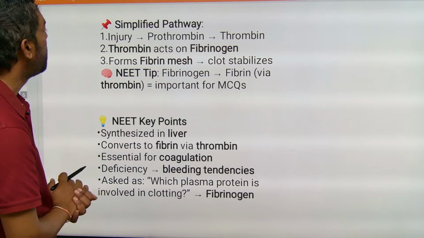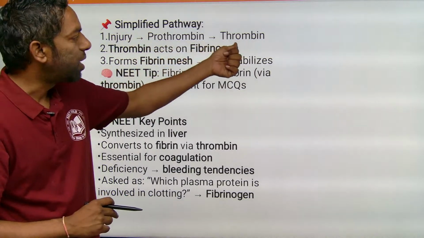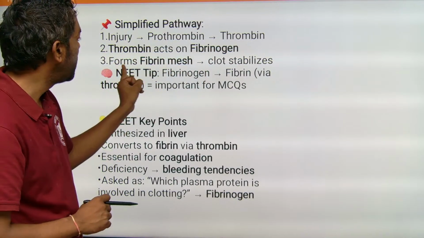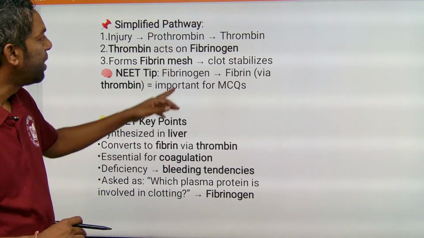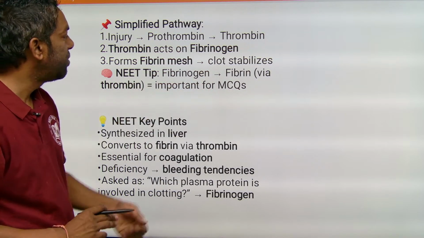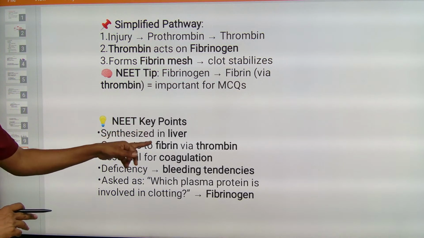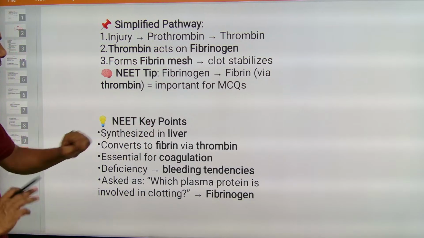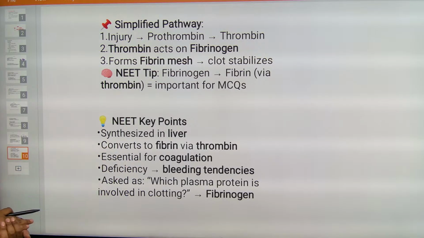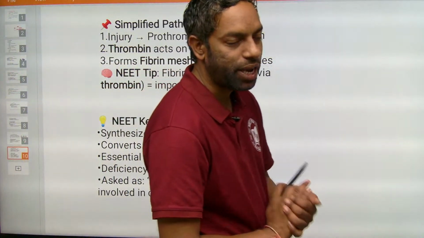Next, the simplified pathway: if there is any injury, prothrombin turns into thrombin in the first stage, and thrombin acts on fibrinogen to form the fibrin mesh, which is the clot stabilizer. NEET tip: fibrinogen turns into fibrin via thrombin. Key points for NEET: who synthesizes fibrinogen? The liver. It is converted into fibrin via thrombin and is essential for coagulation. Deficiency leads to bleeding tendencies.